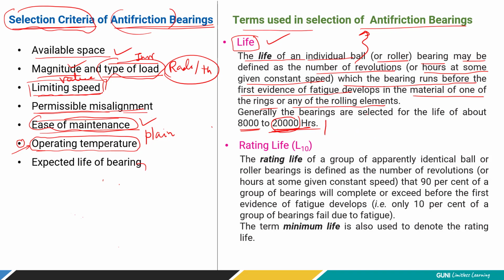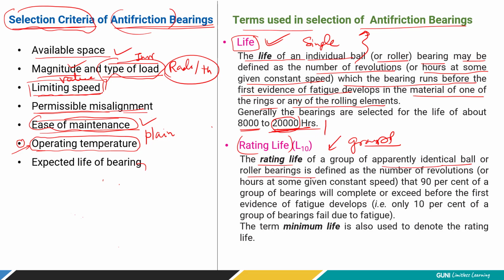Now, what is rating life? The rating life of a group of apparently identical ball bearings. Here we are talking about only single bearings. Here we are talking about a group of bearings which are identical in shape. They look the same, right? Diameter may vary, but if you are considering ball bearings, then you have to talk about the rating life of ball bearings only, right?